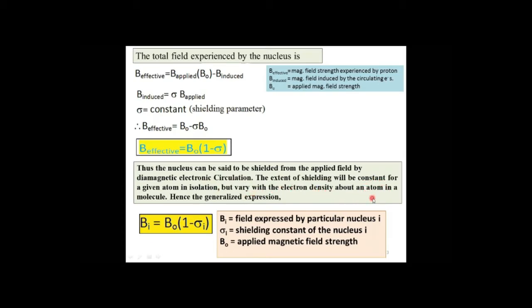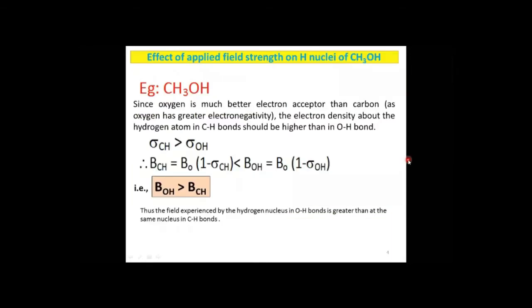Why? Because this atom will be surrounded by the adjacent or neighboring atoms. So the electron density around this atom may be varying. So in a generalized expression, we could see that Bi is equal to B naught into 1 minus sigma i. So Bi is the field experienced by the particular nucleus i, and sigma i is the shielding constant for the nucleus i, and B naught, we know that it is the applied magnetic field strength.